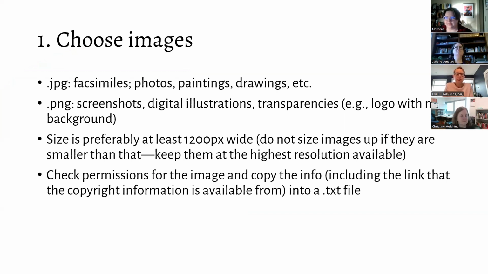But regardless, your first step is always going to be choose which images you want for your edition or for your critical paratext. You've got two main options for format, JPEG files. You're going to use those for facsimiles, photos, paintings, drawings, etchings, anything like that.